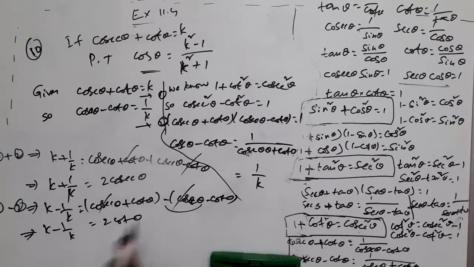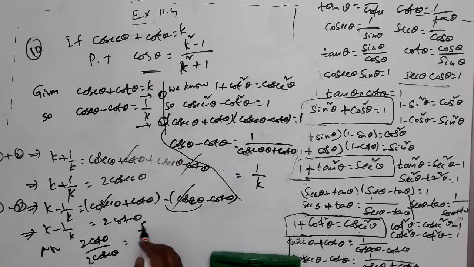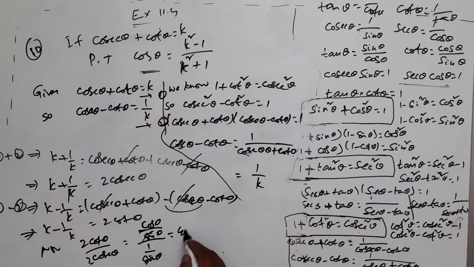Cosecant is 1 by sin, cot is cos by sin. From those two, can you derive cos? How? Cos by sin whole by 1 by sin. Sin and sin get cancelled, cos will be remaining. Now consider this by this, that is 2 cot theta by 2 cosecant theta. The 2 gets cancelled. So this is cos theta by sin theta by 1 by sin theta. Sin theta gets cancelled. This is cos theta.